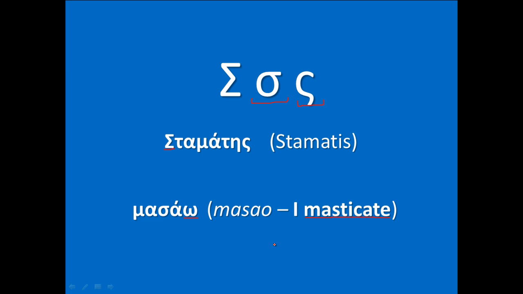And masame means we masticate. Masate means you masticate, but in plural. When we say you, this time it is for a lot of people, we don't respond only to one person. Masate and masane or masan is for the third plural. They masticate.